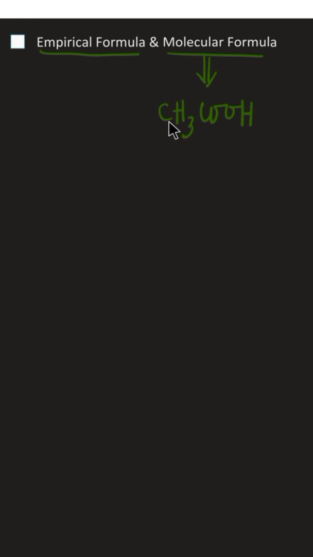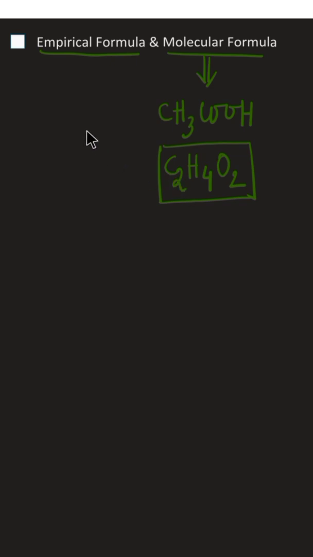The number of carbon atoms is how much there? 2, so it will be C2. What is the number of hydrogen? 4, so H4. And what is the number of oxygen? 2, so O2. So C2H4O2, that is the molecular formula of the compound, acetic acid.